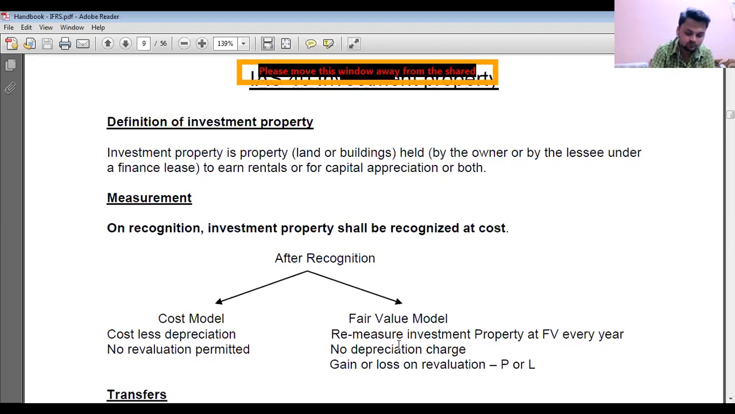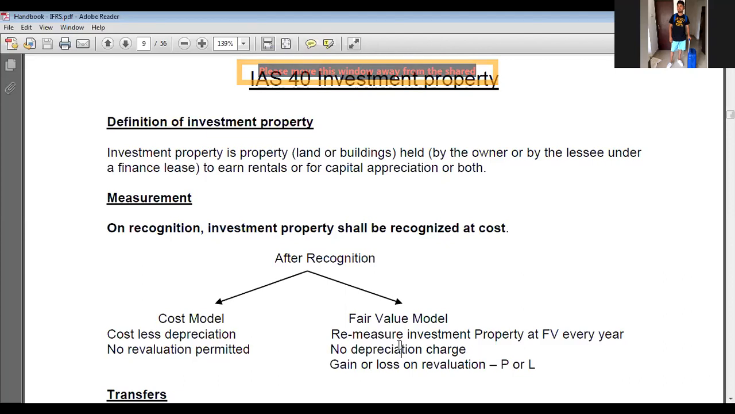So if there is a change in fair value, again the change needs to be accounted for. Depreciation December 2022, the same process needs to be followed. Now in case of fair value model, depreciation is not provided. Be very careful, no depreciation is provided here. And any gain or loss in case of revaluation is charged to profit or loss.